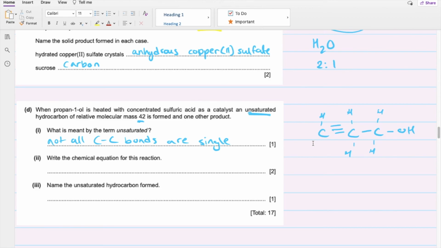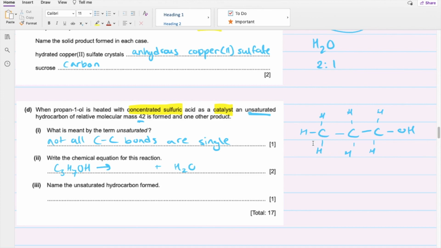Write the chemical equation for this reaction. Okay, so let's write the chemical equation for this reaction. We're told that concentrated sulfuric acid is the catalyst, so it's not part of the reaction. So we have C3H7OH, which is propanol. So you can count that, and that's why drawing it would be super helpful. You can count the number of hydrogens, carbons, and oxygen. We know that water is one of the products, so that's H2O.